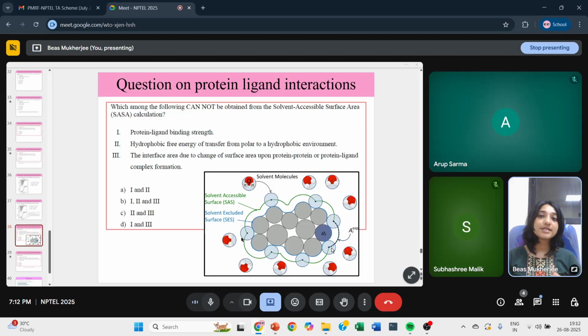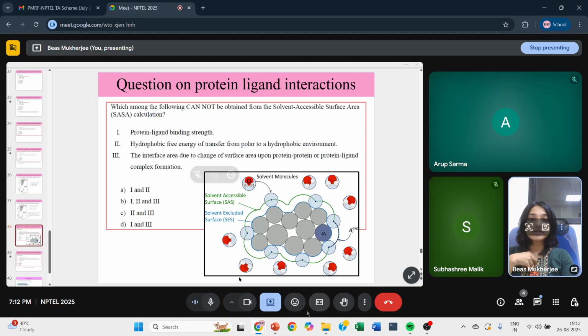And what else can you? So that is actually the interface, the binding interface. Okay. And the region in the protein that is there without the water molecule, that is called the solvent excluded surface.